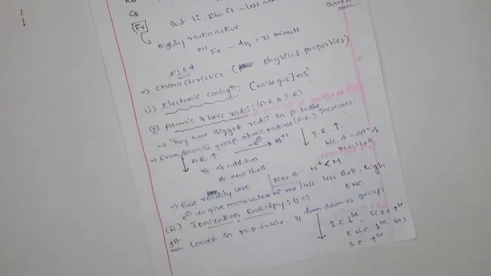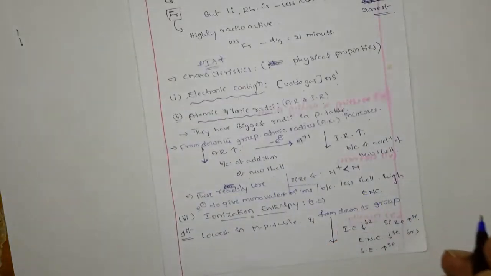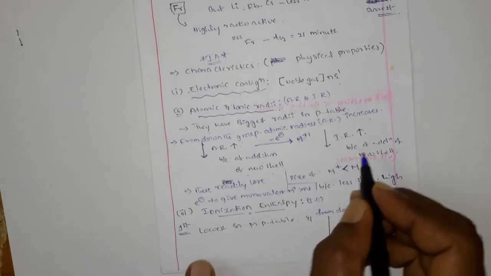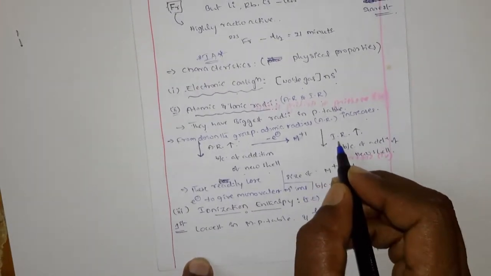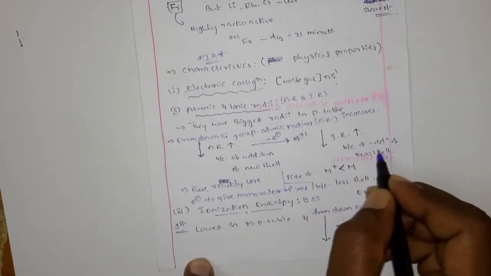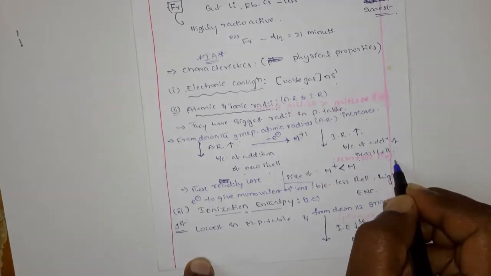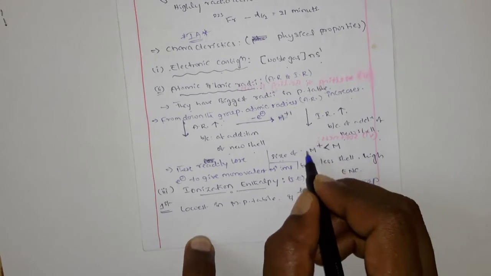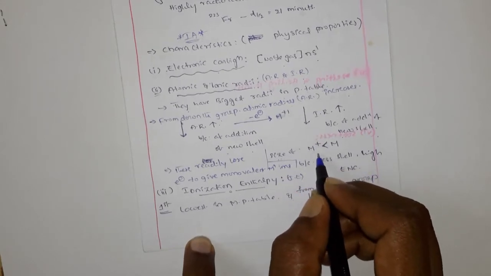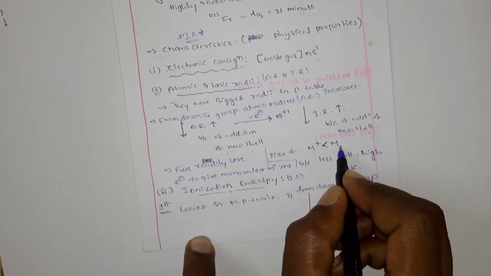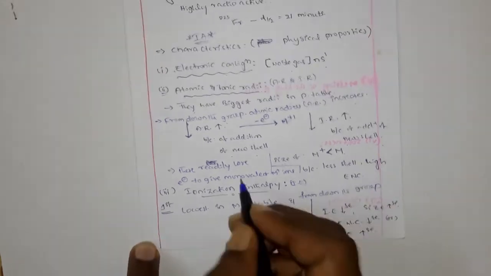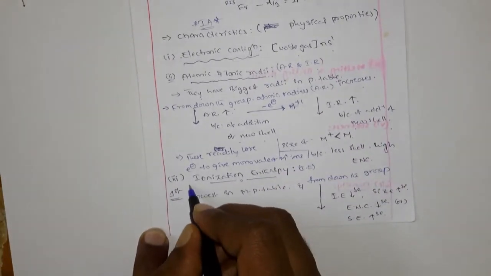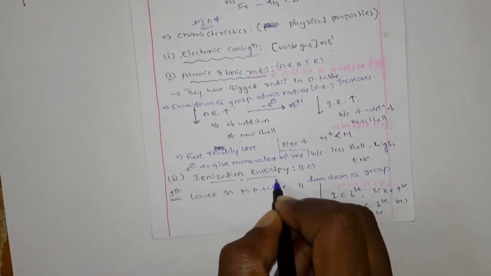So here, going down the group, the ionic radius increases because of the addition of new shells. And coming to the comparison, generally the size of the monovalent cations is less than the corresponding metal. And the third one is the ionization enthalpy.